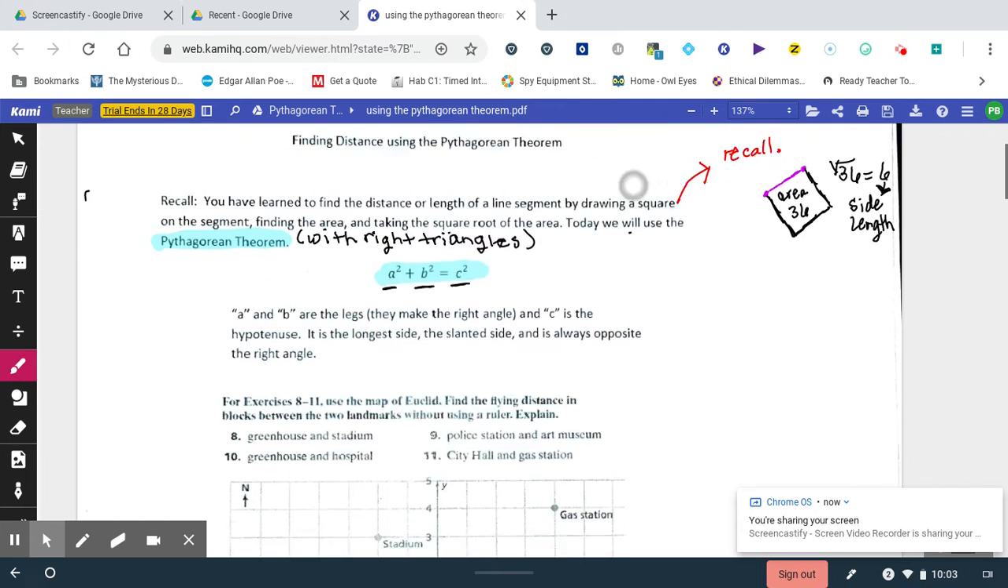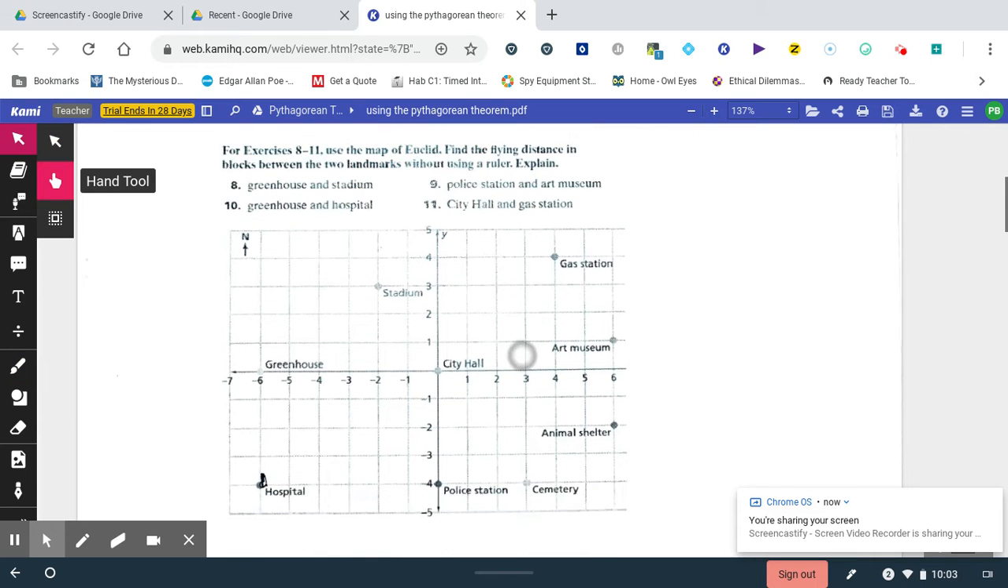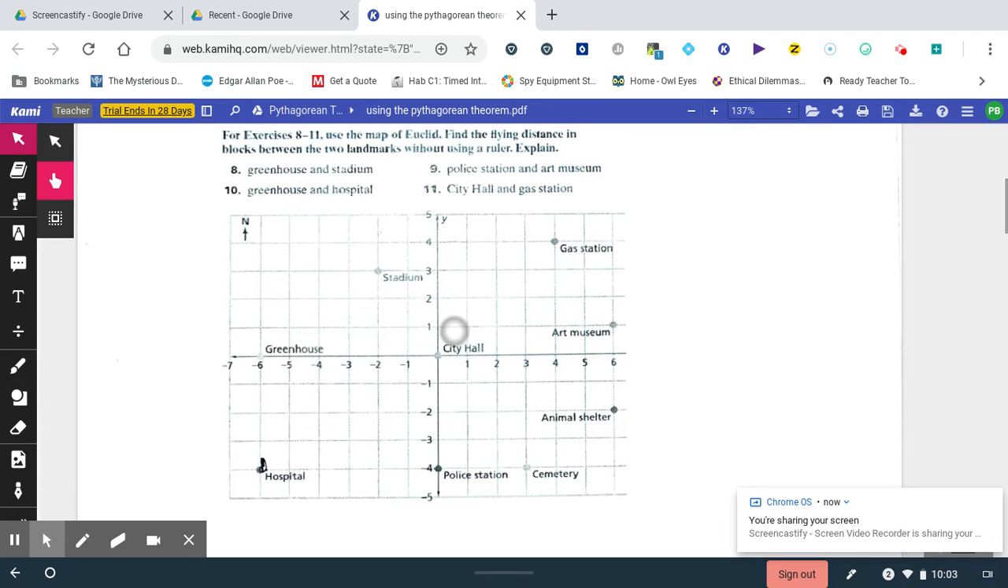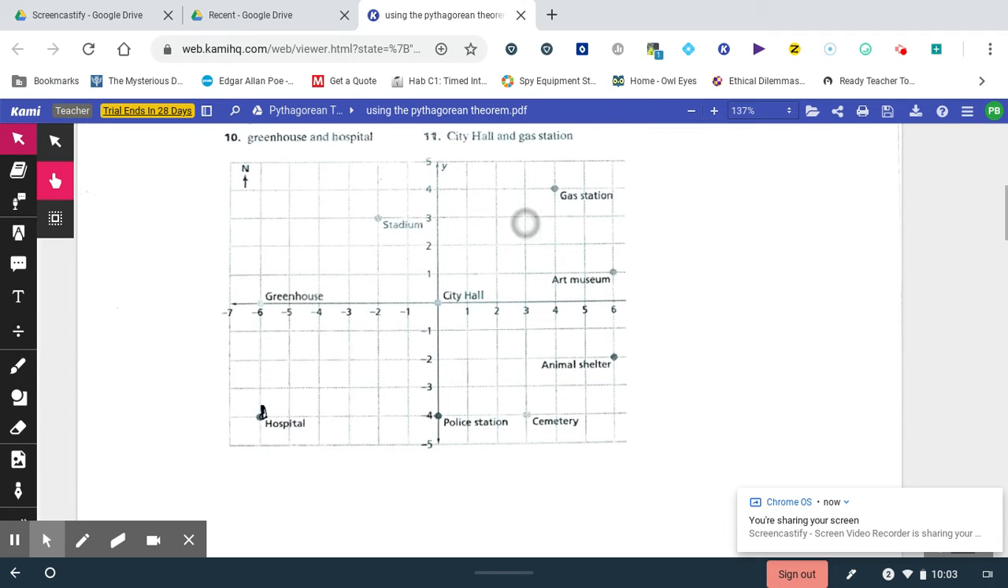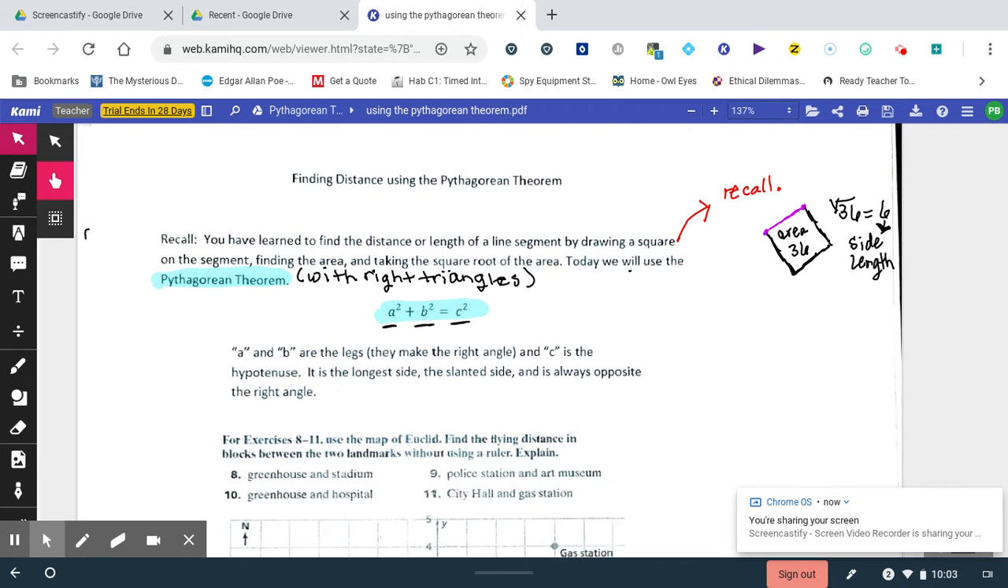So, for instance, if I go from the city hall to the gas station, you'll notice that that's just one segment. But if I wanted to find the distance from City Hall to the gas station, I could draw some extra segments to make a right triangle there. But we'll talk about that in a minute. All right, let's take a look at what we're getting into.